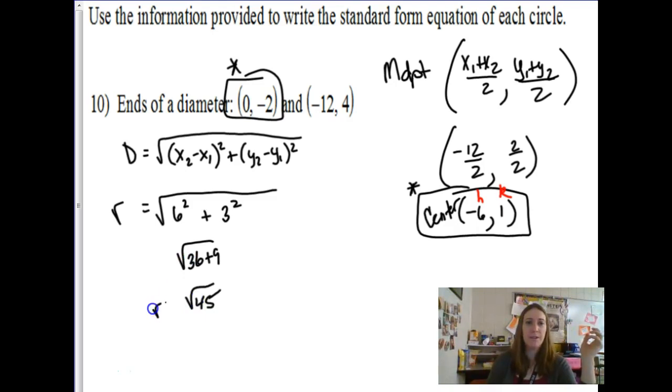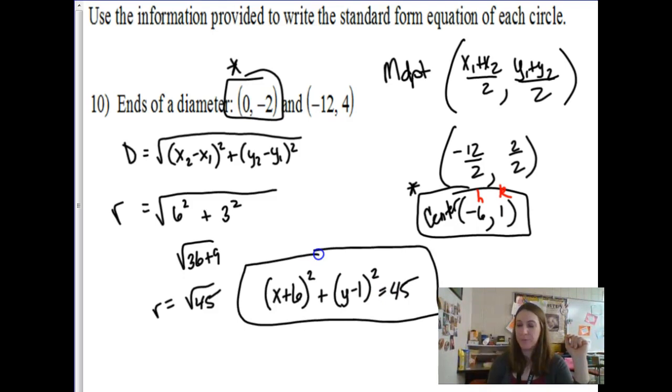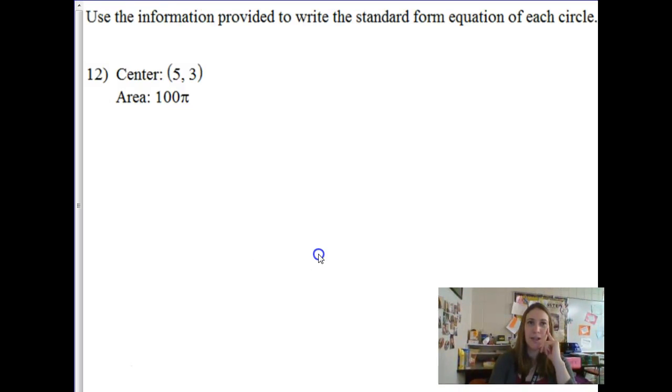Now, think about our goal. It doesn't say find the radius and find the center. It says write the equation in standard form. So I'm not going to bother simplifying the square root of 45, because I'm just going to throw it back into the formula where I square the radical. So leave it alone for a minute. The center is at negative 6, comma 1. So the formula is x plus 6 squared plus y minus 1 squared. And then if I square the square root of 45, we get 45. So yay, you get a little bit of freedom in how you want to progress through some questions.